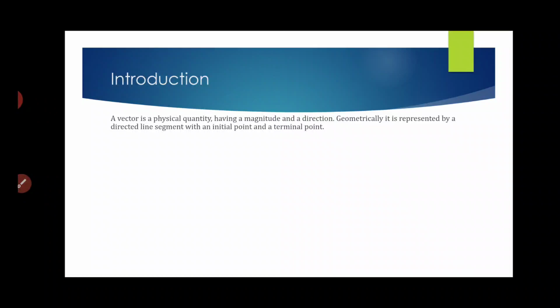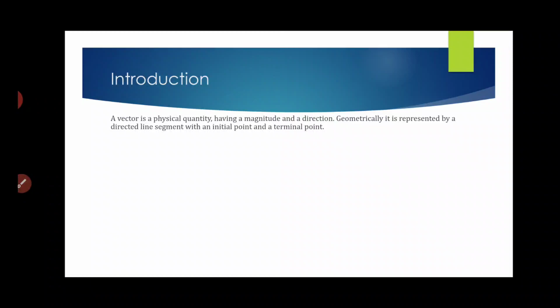Now, to begin with, all of you have the idea of vectors from your class 11 physics classes, but still let us recap all those ideas once again. To begin with, what is a vector? A vector is a physical quantity which has both magnitude and a direction. And a scalar quantity, on the other hand, is the quantity which has got only magnitude, no direction.